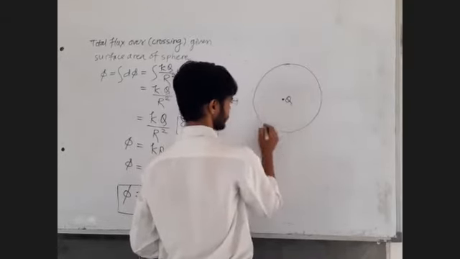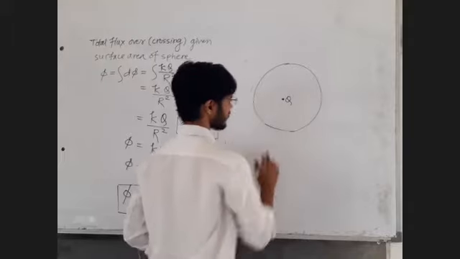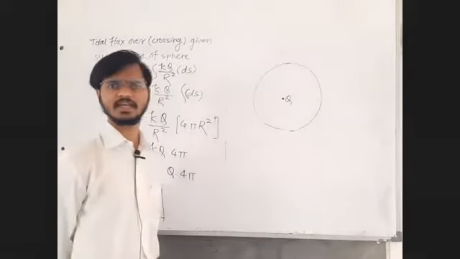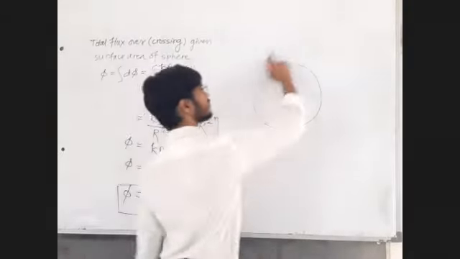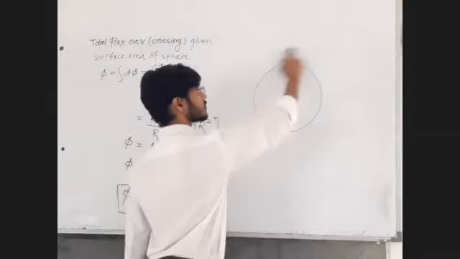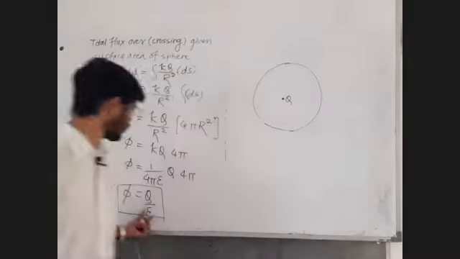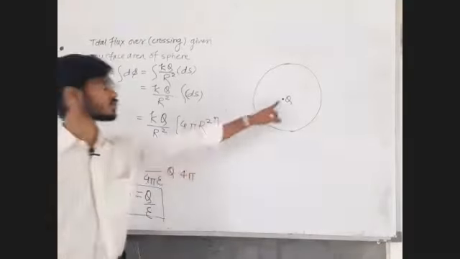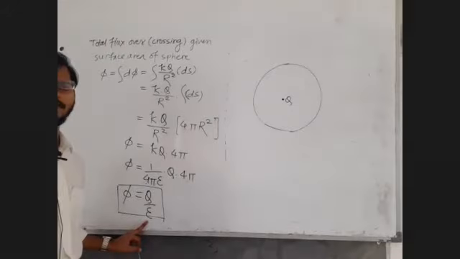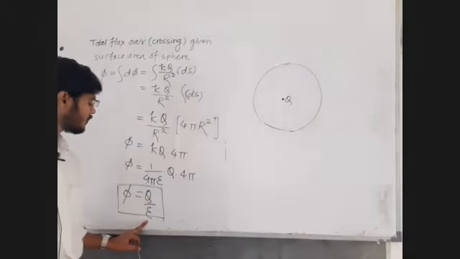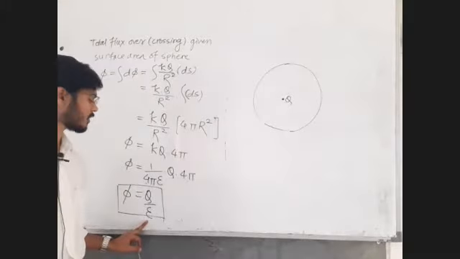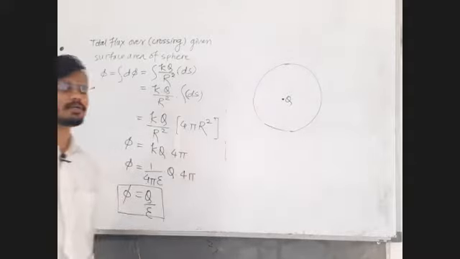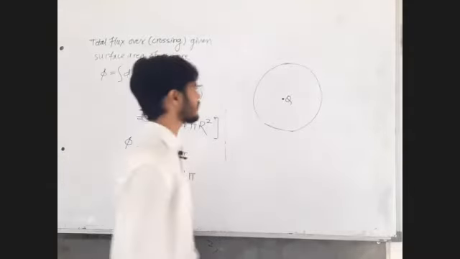What is the electric flux crossing this complete sphere? That is equal to q upon epsilon. Q is the charge and epsilon is permittivity of the medium. Epsilon 0 is permittivity of vacuum. Epsilon is permittivity of medium. Okay.